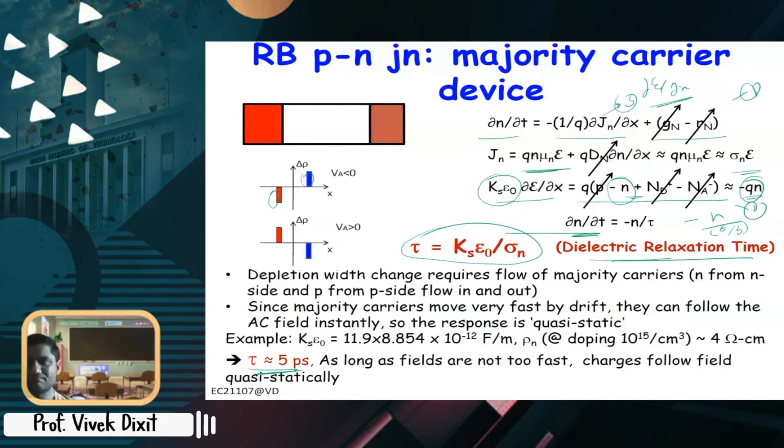So that completes the discussion on reverse bias PN junction parameters. Let's take a short 5 minutes break. Then we will discuss device parameters of the forward bias junction.